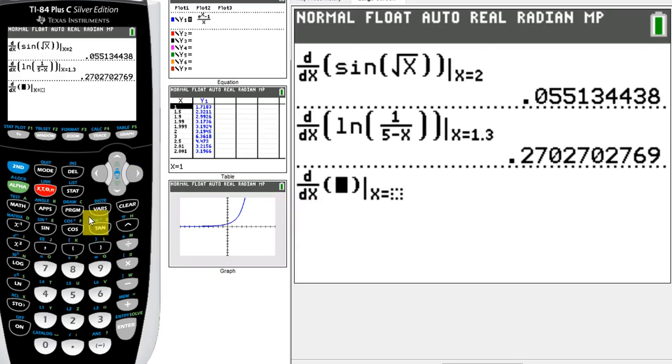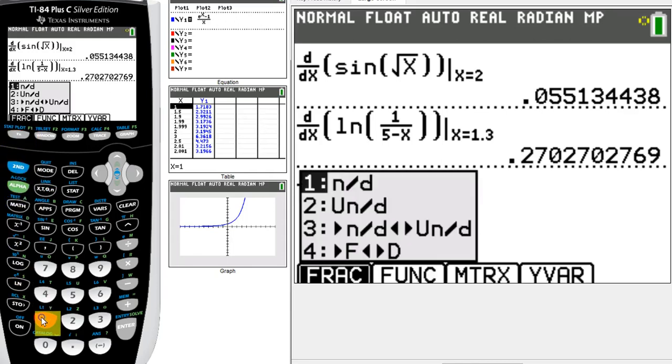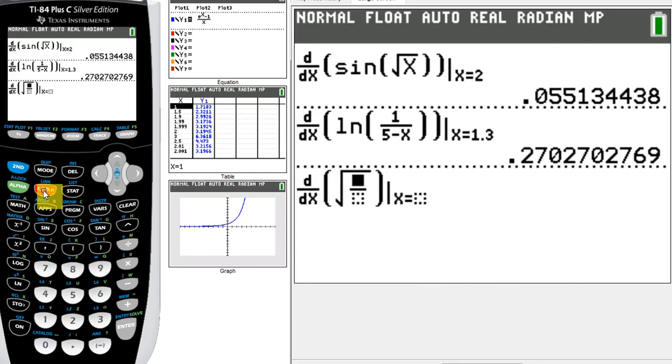I need my function now, and I need to type in my function. So first of all, I need a square root. Then inside of that square root, I need a fraction. So I'm going to hit alpha y equals number 1. I'm going to type in the numerator, which was x. I'm going to type in the denominator, which was x cubed plus 1. Oh, need to get out of the exponent there. So plus 1. And then we need to go outside and we need to plug in the value of 1 for x.